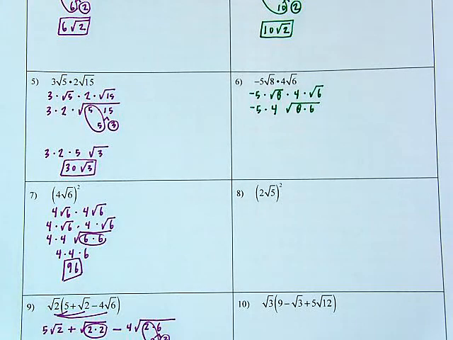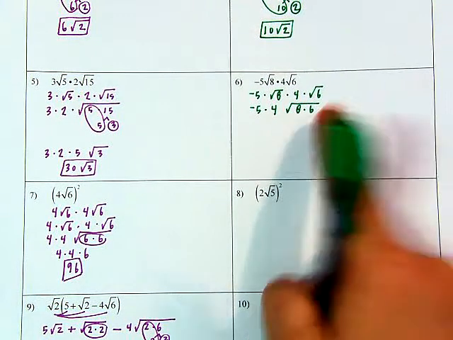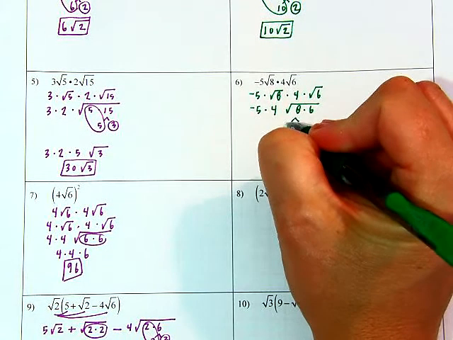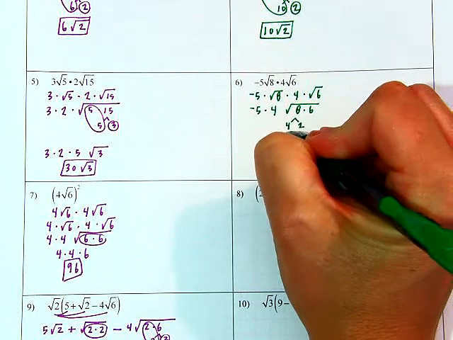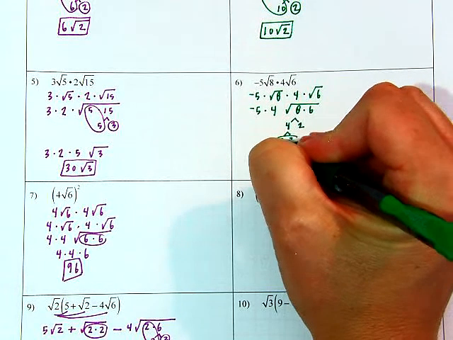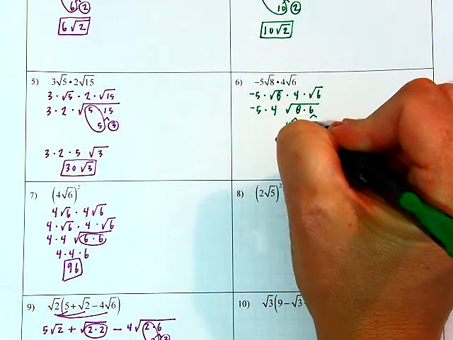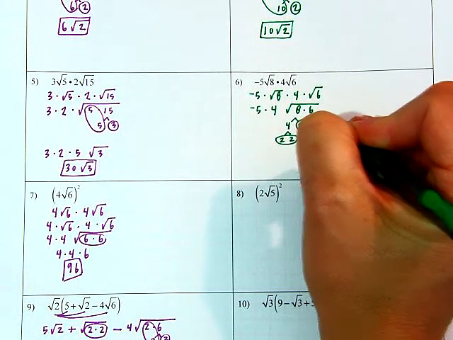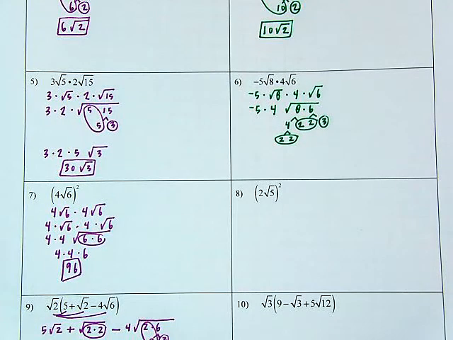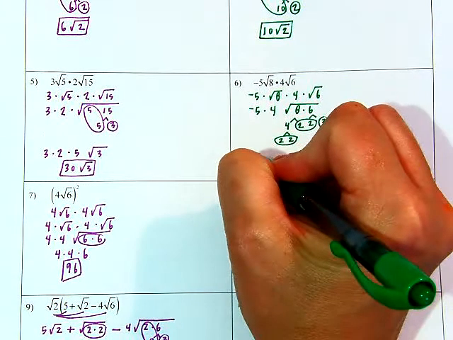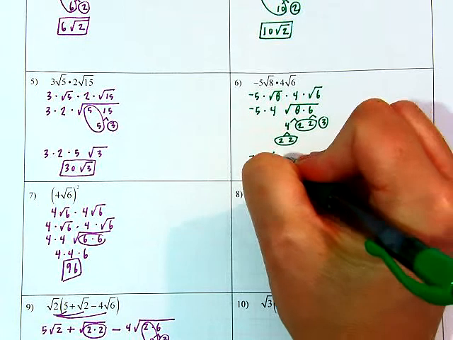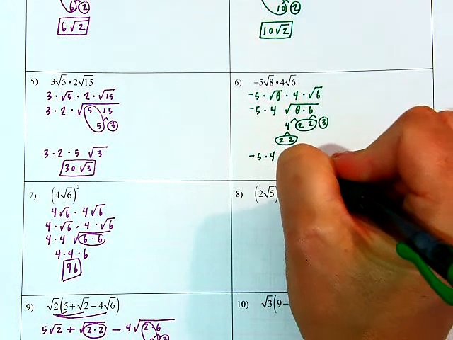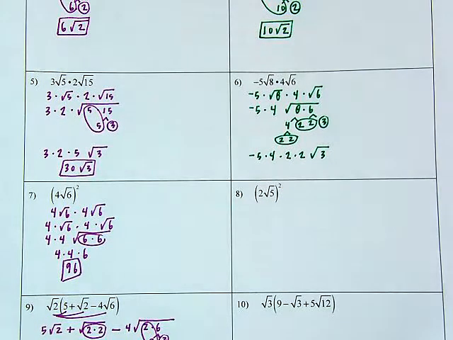So now I'm looking for pairs underneath the radical. For 8, I can see, well, that's 4 times 2. That 4 is going to give me a pair of 2's. That 6 is 2 times 3, so I have another pair of 2's, and then a 3 that's going to stay behind. So on the outside, I have negative 5 times 4 times 2 times 2, and then underneath, I have the 3. So the 3 stays underneath the radical.